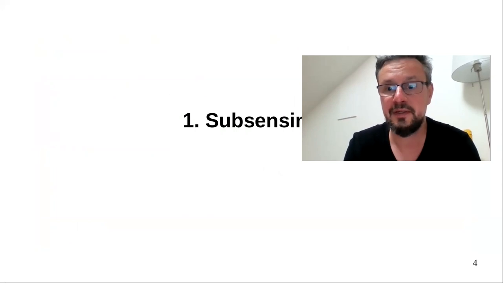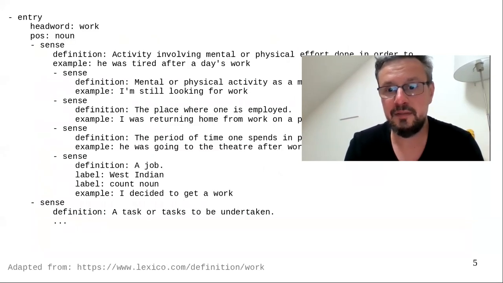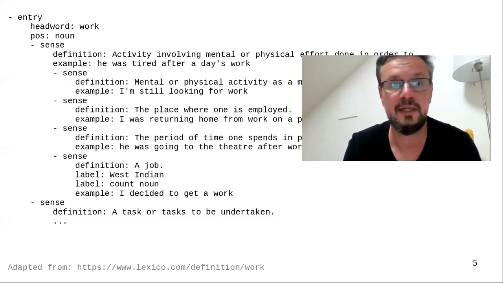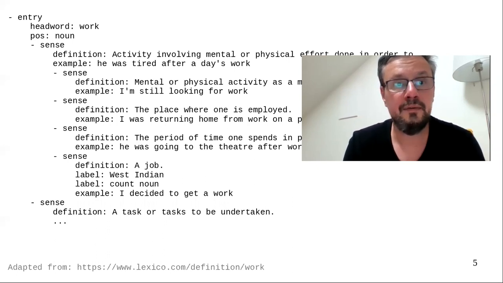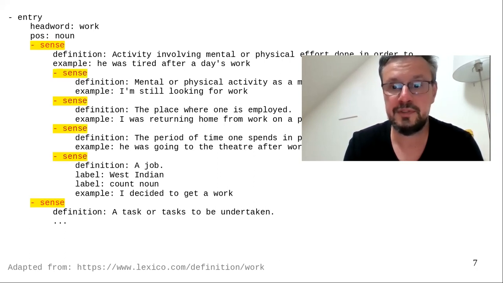So subsensing, as I said, you have subsensing in your dictionary if you have senses inside senses. So here's an example of an entry that has that. It's the noun work. You can see that it has a two-level sense hierarchy. There are top-level senses, and then inside them there are even more senses, right? And I haven't seen the schema for this dictionary, but it's possible that it allows even infinite embedding.